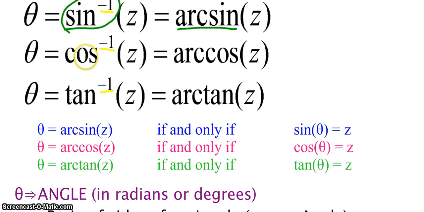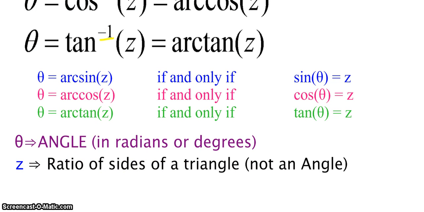Same is true for our cosine inverse and our cosine, tangent inverse and our tangent. We will not be doing inverse functions for secant, cosecant, and cotangent. They do exist, but we aren't going to be dealing with them in this class. So theta equals the arcsine of z if and only if the sine of theta equals z. So this is the sine function, this is the arcsine function. They are inverses of each other, but they are two different functions.